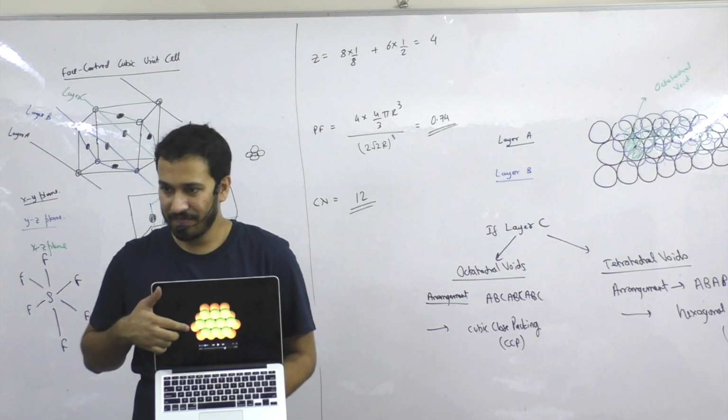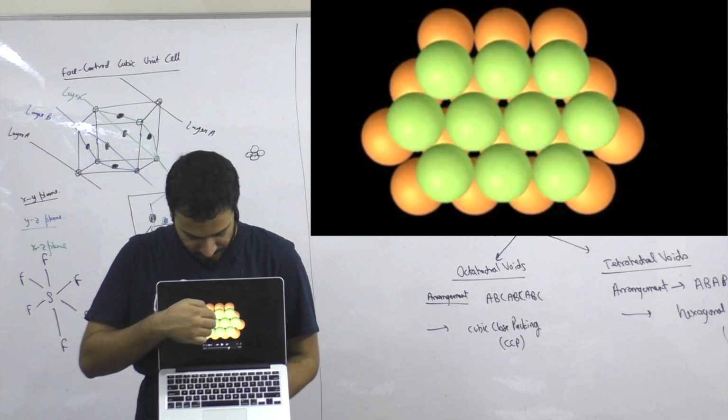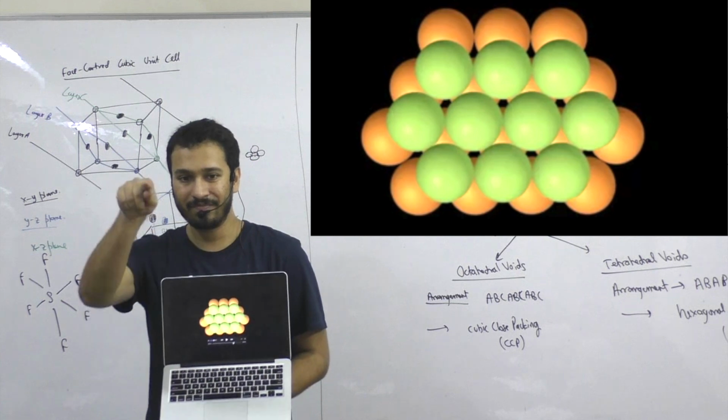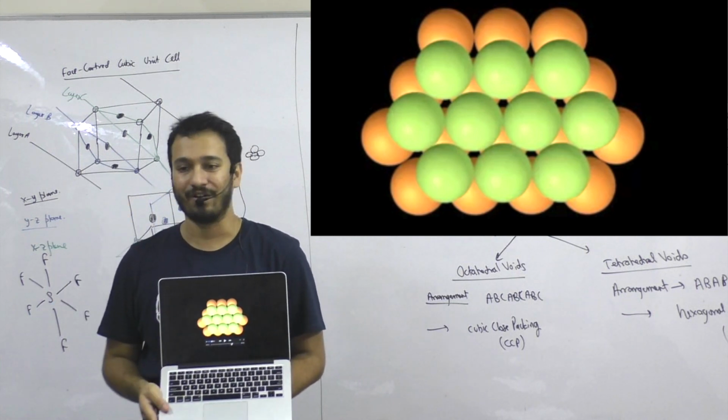This is layer A and this is layer B in green. Now notice there are some spaces which are black spaces. It is going through both the layers, is it not? What is that? That is an octahedral void.